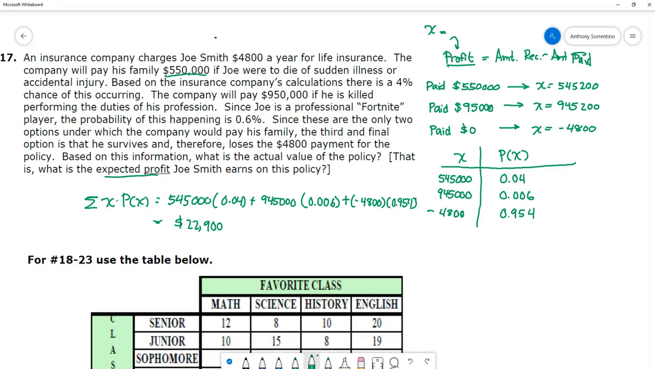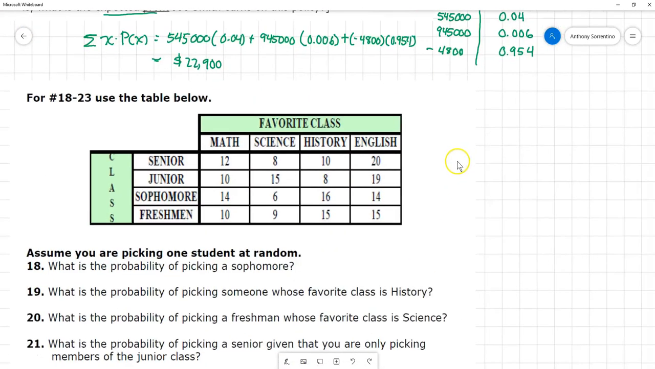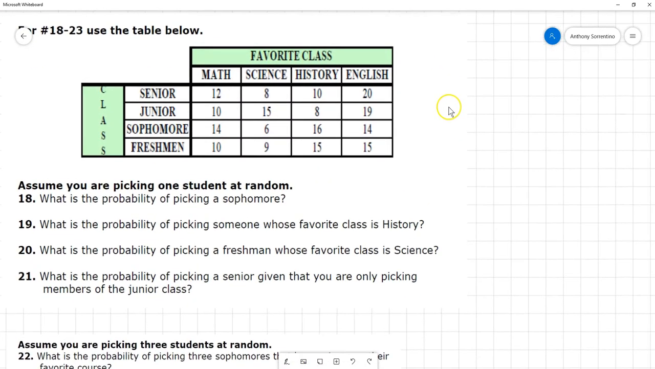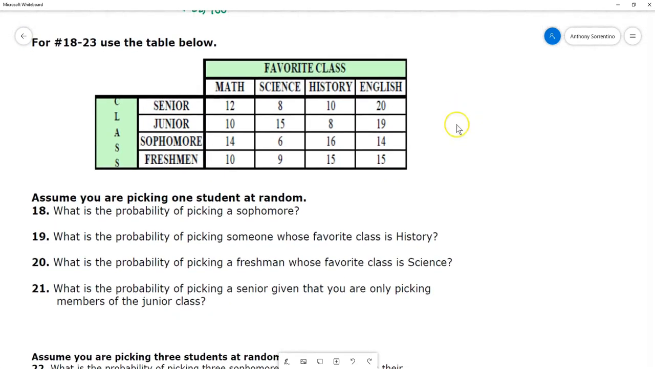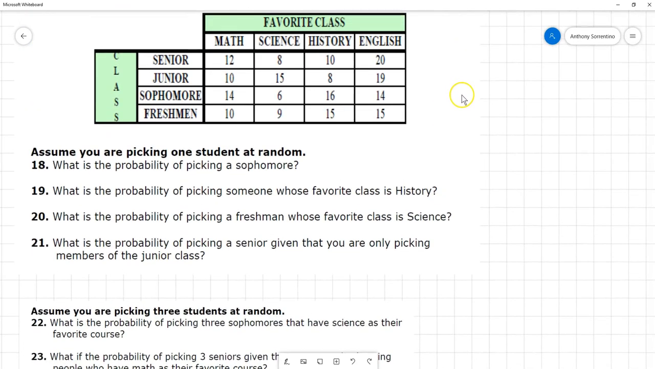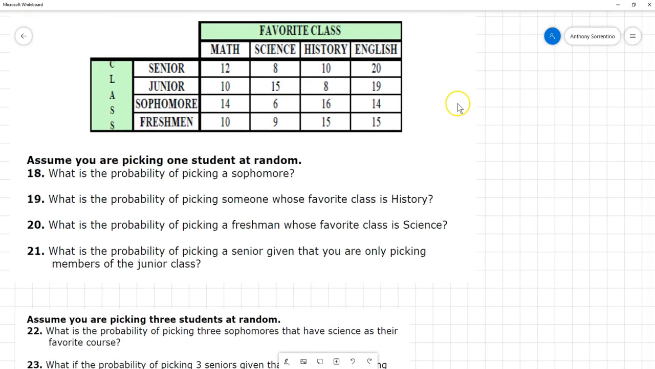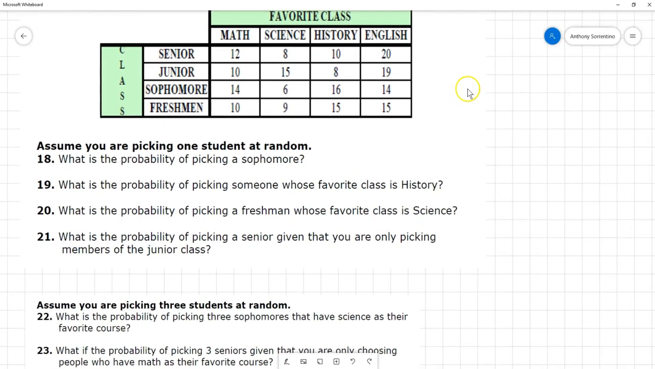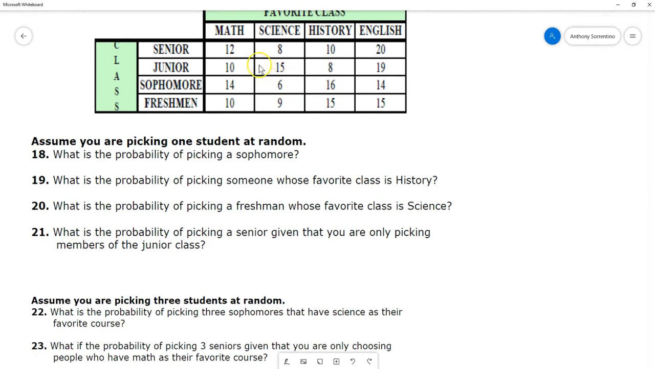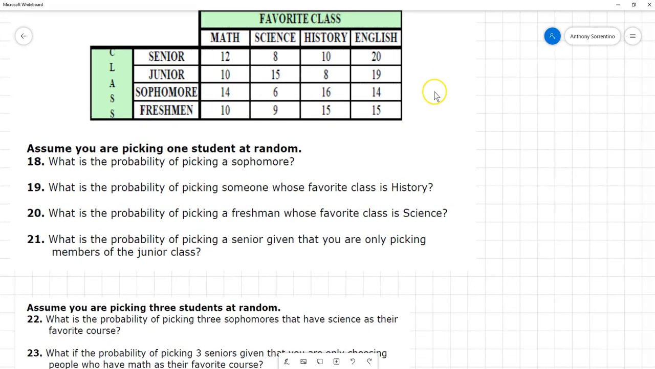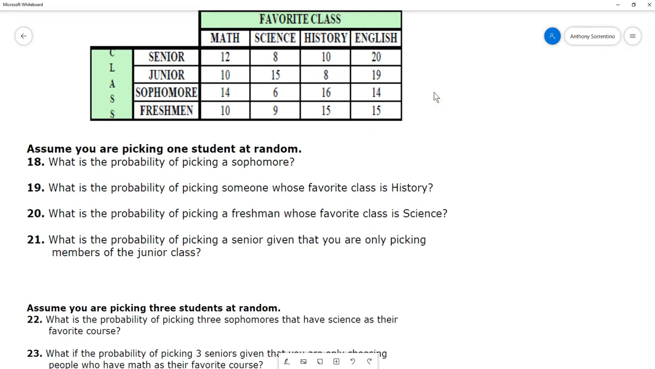The next one deals with some probabilities as well, but it does give you a table of some information. So let's look at that table. Try to put it up here. So basically what we have here is the number of students being asked for this poll, and then them signifying what their favorite class is. And so this is what we have here.